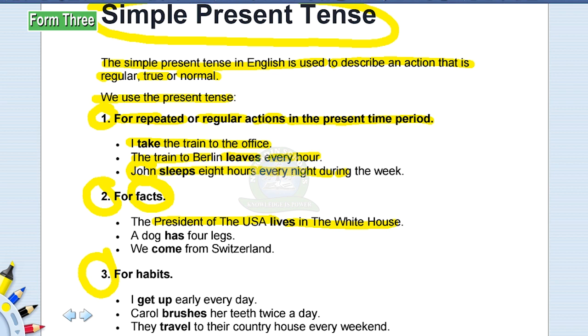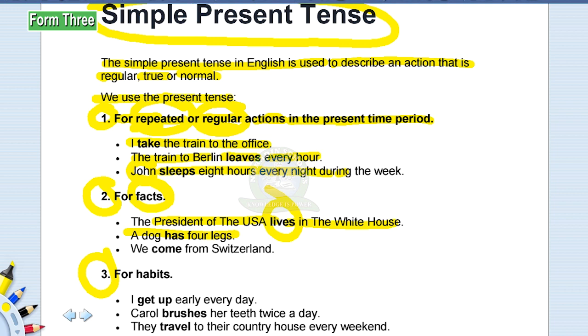So, this is a present simple. Lives in the White House. Present simple talks about what? An action. Regular action or repeated actions. Simply you can say a dog has 4 legs. So, simple present tense is used for regular and repeated actions. Alright?